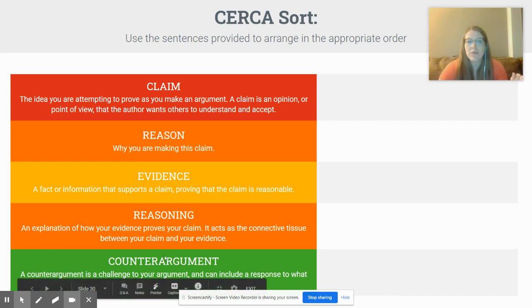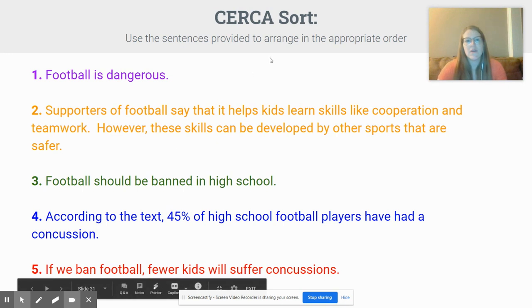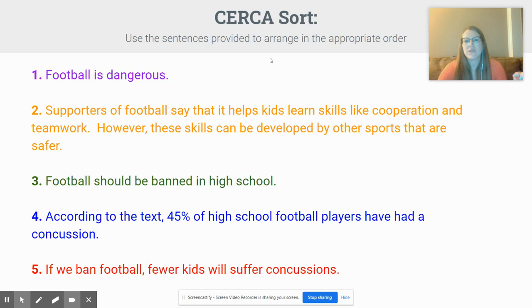And then your counter argument is kind of the other side to your argument, kind of what somebody else would say. All right. So here we go. Here are some statements. Football is dangerous. Supporters of football say that it helps kids learn skills like cooperation and teamwork. However, these skills can be developed by other sports that are safer. Football should be banned in high school.